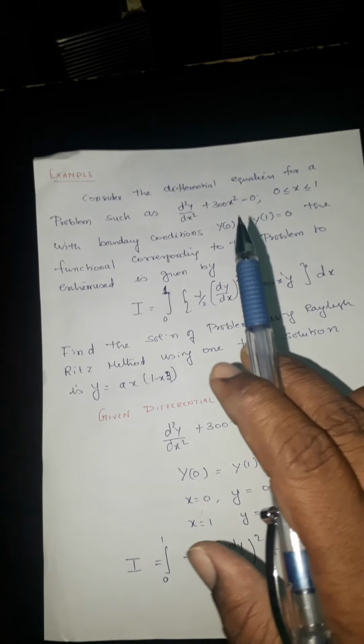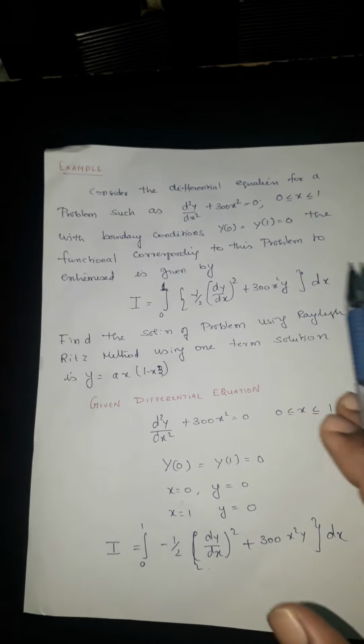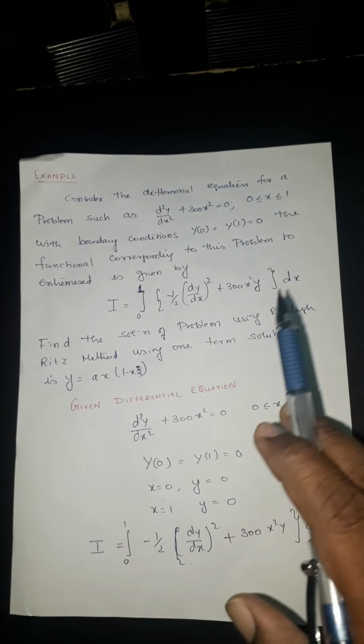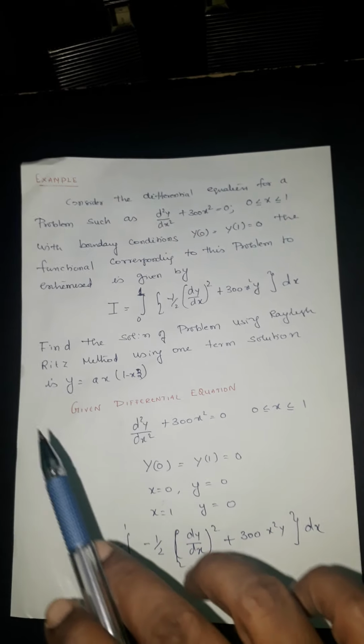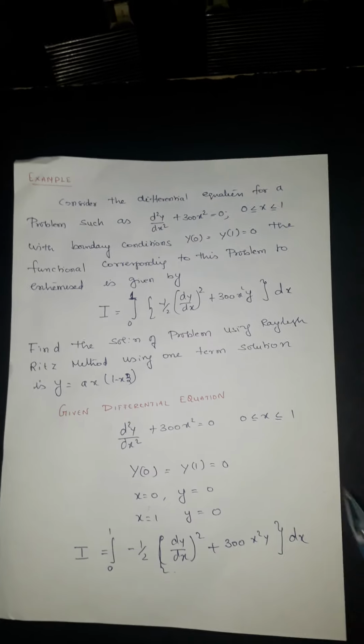So the trial function is given, the boundary conditions are given, the governing equations are given, and the domain is also given. And one more function is given: this is the function to be extremized. With the use of this function, we have to find what the y value is, that is, the deflection, by eliminating this constant. How will you do this?